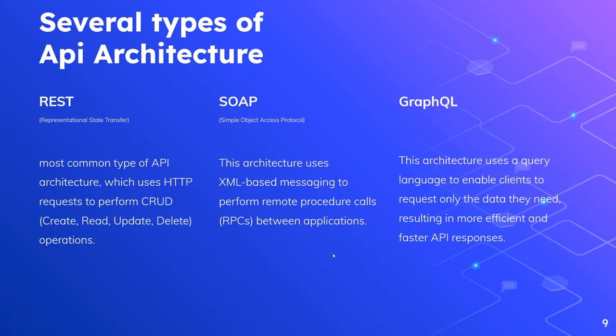So REST, short for representational state transfer, is an architectural style for designing network applications. It is widely adopted due to its simplicity and scalability. RESTful APIs use the HTTP protocol and its verbs GET, POST, PUT, and DELETE to perform operations on resources. REST APIs are stateless, meaning they do not maintain any client-specific data between requests. They leverage the concept of resources identified by unique URIs and use standard HTTP methods to interact with these resources. RESTful APIs often return data in common formats such as JSON and XML. That's all about REST.